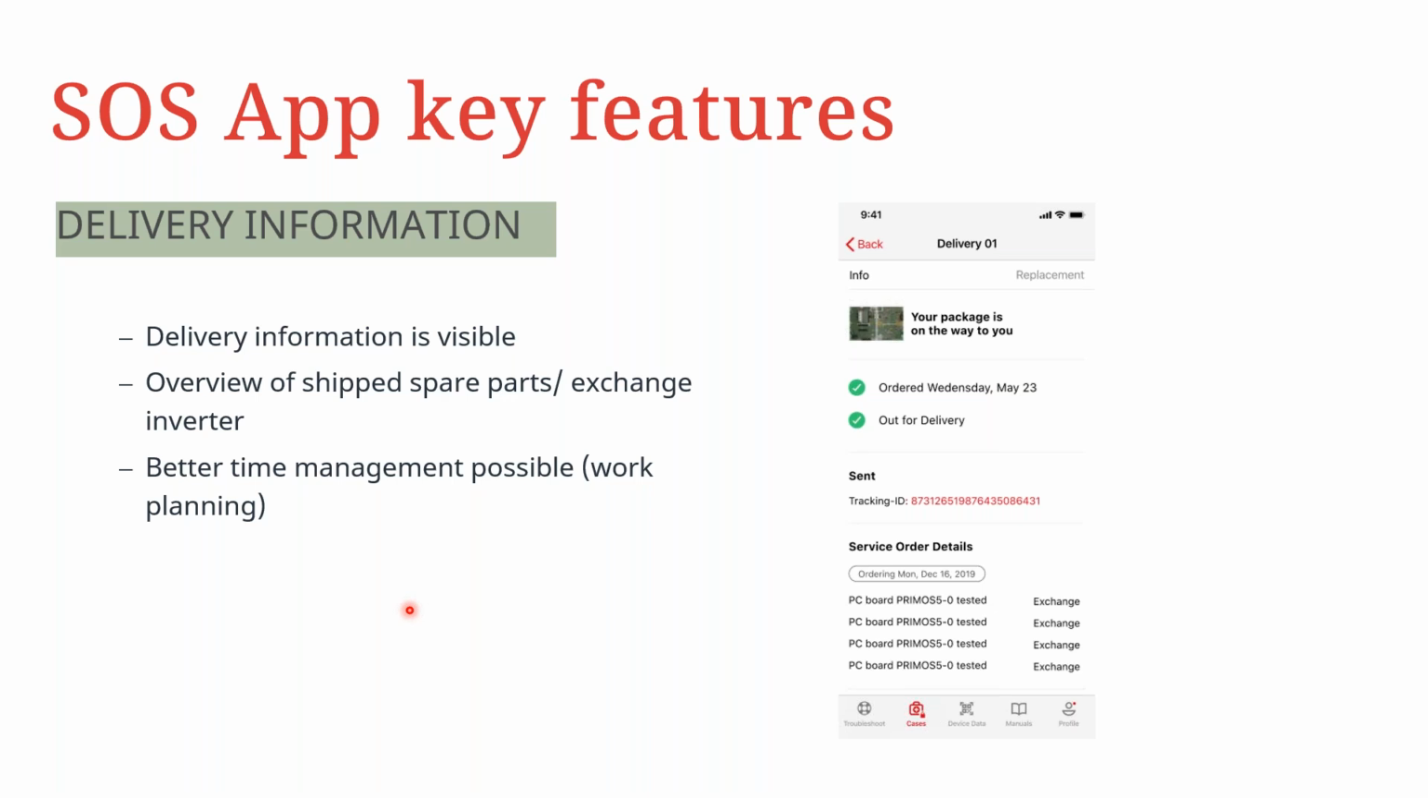You can also view delivery information. So this is another app feature for SOS. If you have ordered any spare parts, you are able to see what the likely lead time is. You can also have an overview of all the shipped spare parts as well as exchange inverters. Basically, this means that with the use of SOS, you have better time management. Therefore, you can plan your work better.